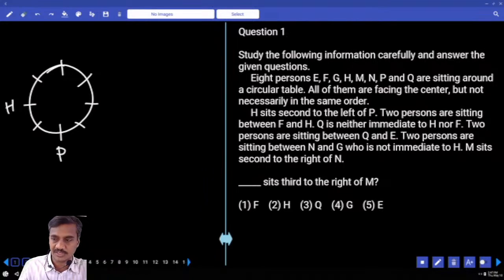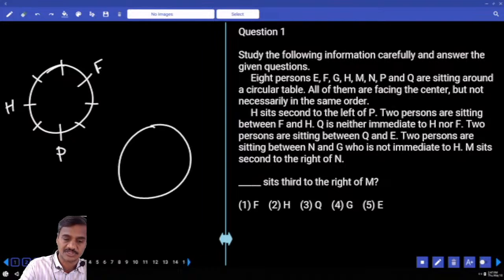H is seated second to the left of P, and there are 2 persons between F and H. As there are 2 persons between F and H, how many possibilities do we have? 2 possibilities. F can be either clockwise, the left hand side of H, or the right hand side of H. Now there is a second possibility as well.